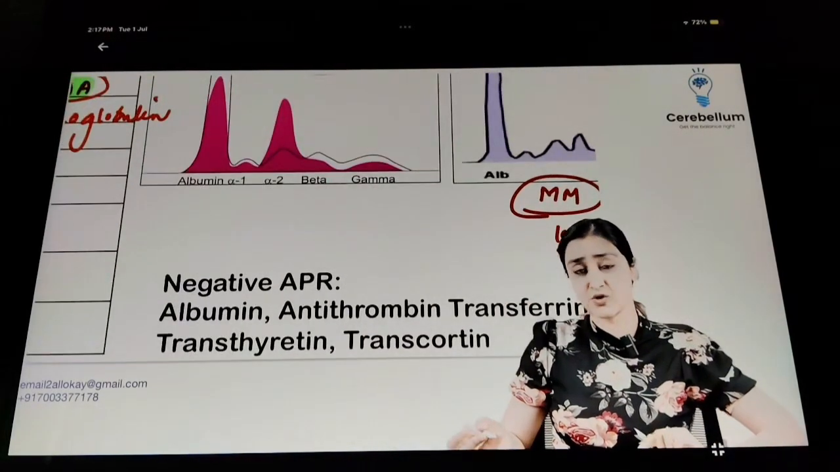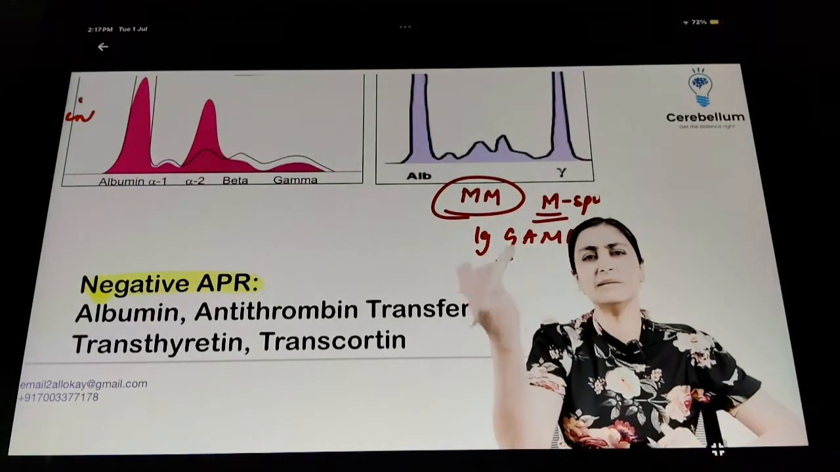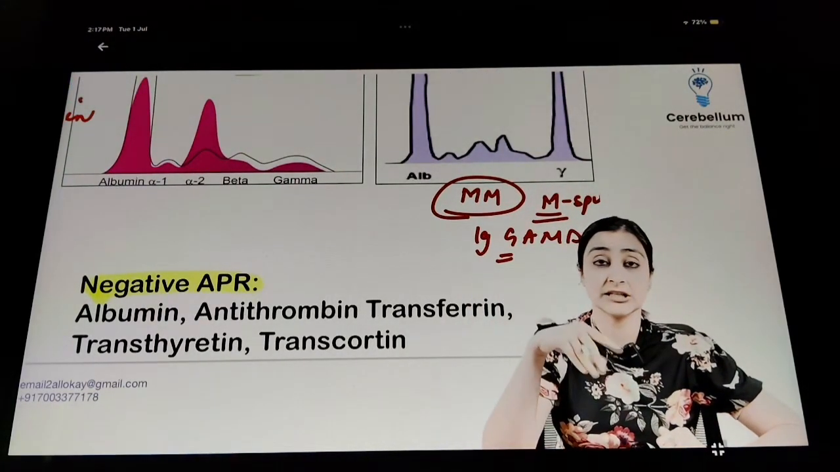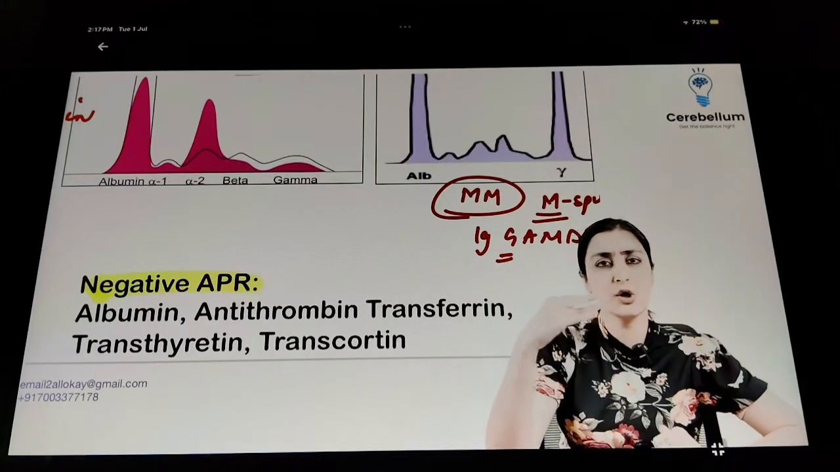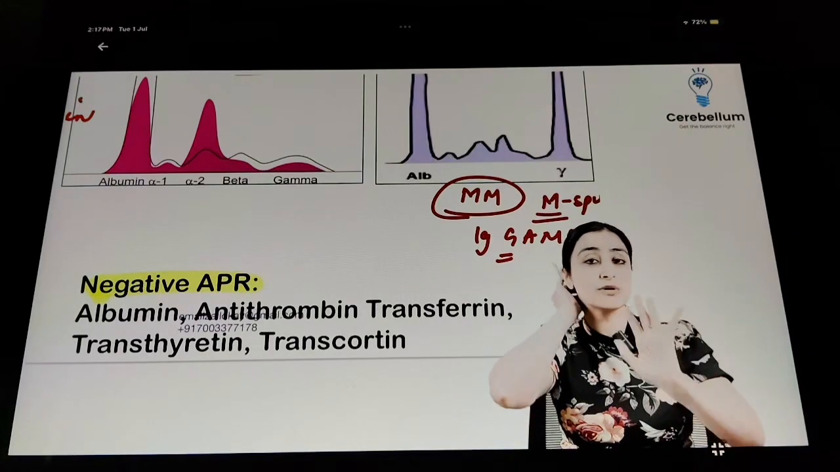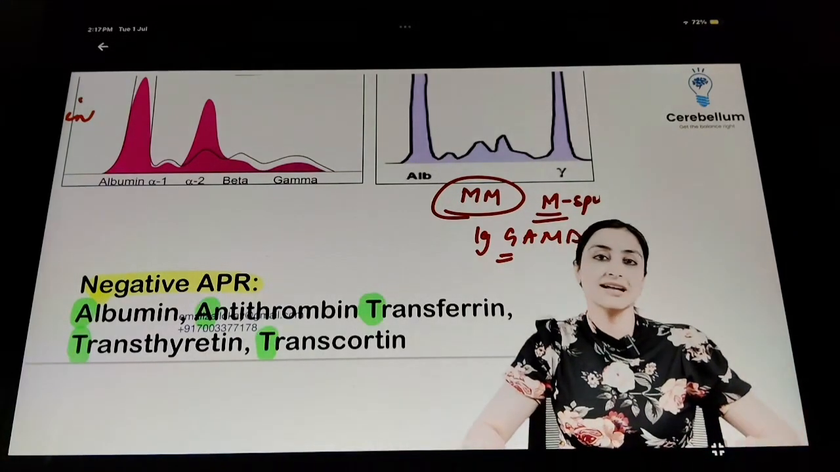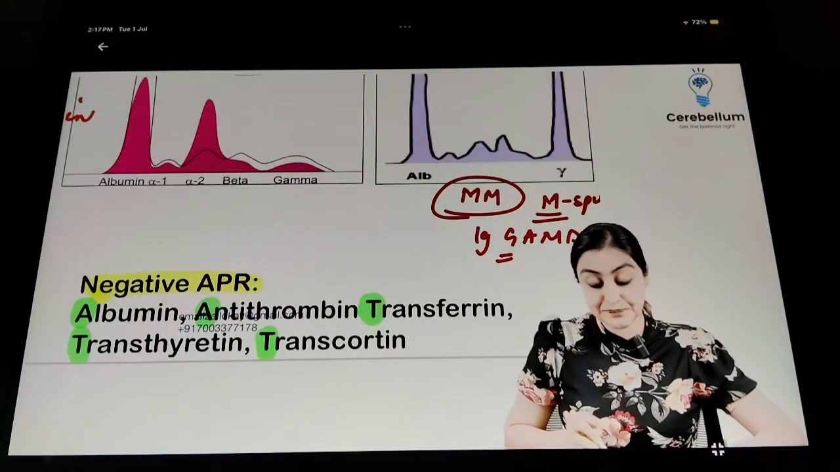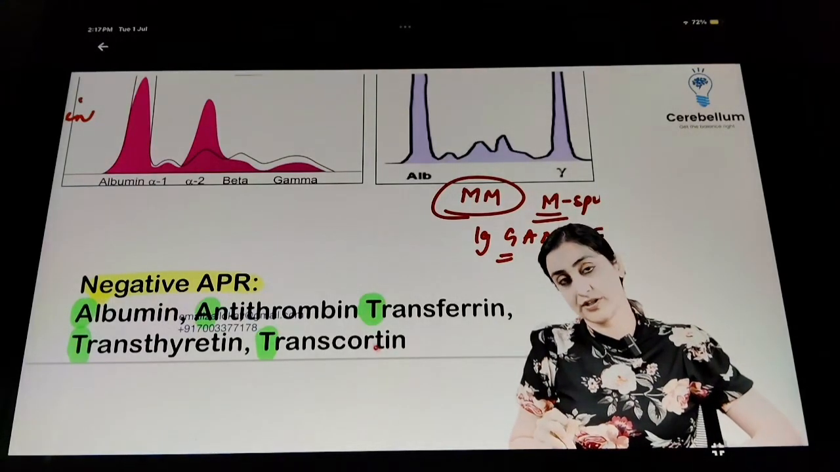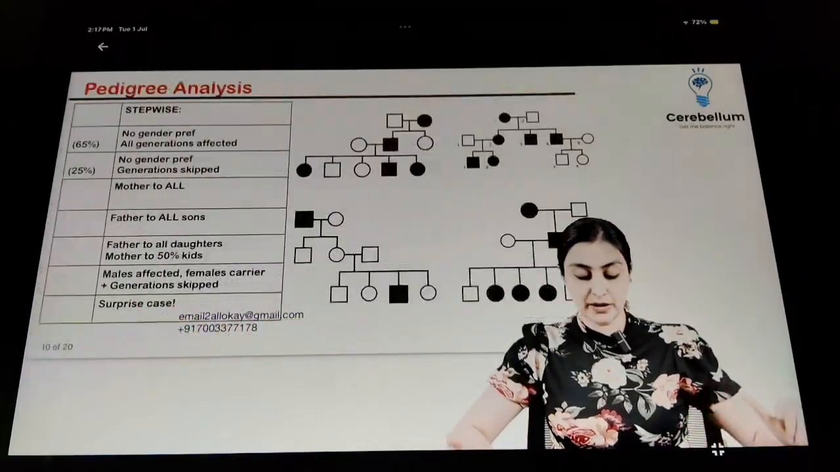And while we are at it and talking about proteins, I wanted to tell you this list as well. What are the negative acute phase reactants? There are many positive acute phase reactants like ferritin, then you have haptoglobin, many, long list. The shorter list is negative, means during inflammation, what levels go down. This is very cute because there are only two letters in everybody's name. So all I have to do is, if there is an A or there is a T, it is negative acute phase reactant. Example being albumin, antithrombin, transferrin, transthyretin, transportin. These are the negative acute phase reactants which tend to go down during inflammation. Everybody else is positive. Okay, so this is all about amyloidosis.